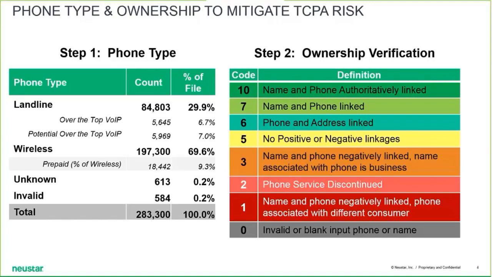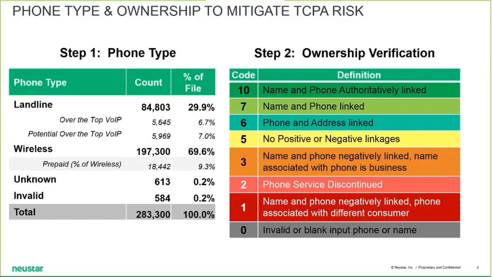So as you can see, step one in this process, we're looking at a phone type chart. This is an analysis that we provide to our customers. As you can see, there's a distribution of about 70 to 30 between wireless and landline, which is pretty close to the norm. But the one area I do want to focus in on is this over-the-top VoIP inside the landline population. So this 15% of numbers are actually quite risky, and we advise our clients to treat those numbers the same as they treat wireless numbers, because there is existing case law that says if it is a pay-per-call service, then those numbers are treated the same as wireless numbers from a TCPA perspective.